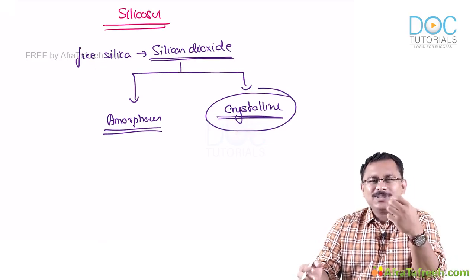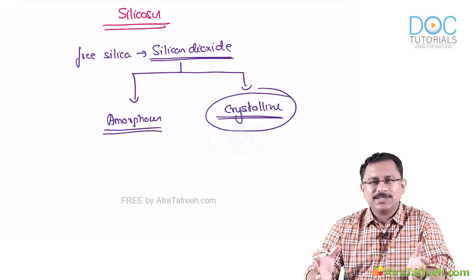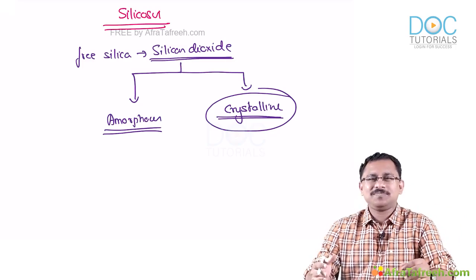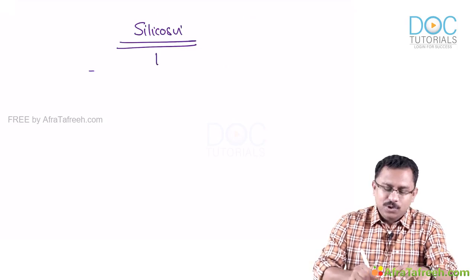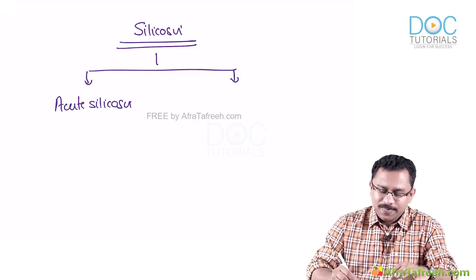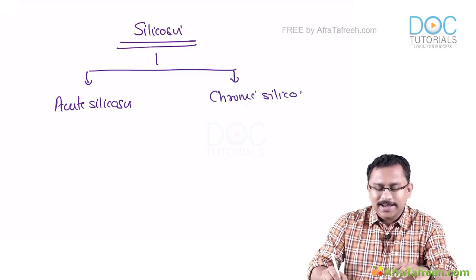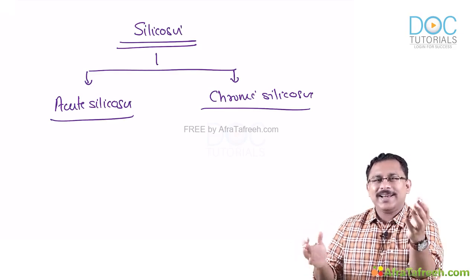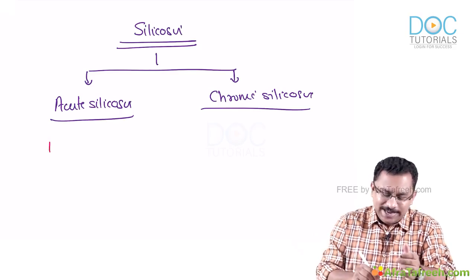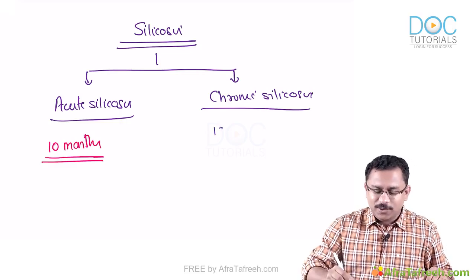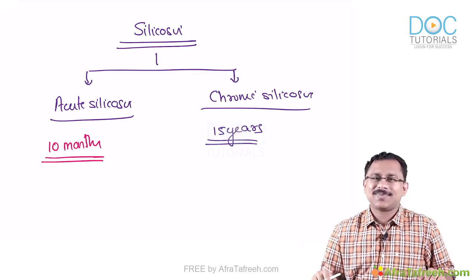So let's try to see how silicosis manifests. Silicosis, like asbestosis, requires a longer period from the time of exposure to the development of manifestations. But there is a slight difference: silicosis can have two types of presentation. You can have acute silicosis or chronic silicosis. When I say acute silicosis, don't mistake it to mean somebody is exposed to silica and the next day he develops symptoms. That is not an acute presentation. Acute silicosis requires at least 10 months for development of symptoms, whereas chronic silicosis requires almost 15 years. Long exposure.